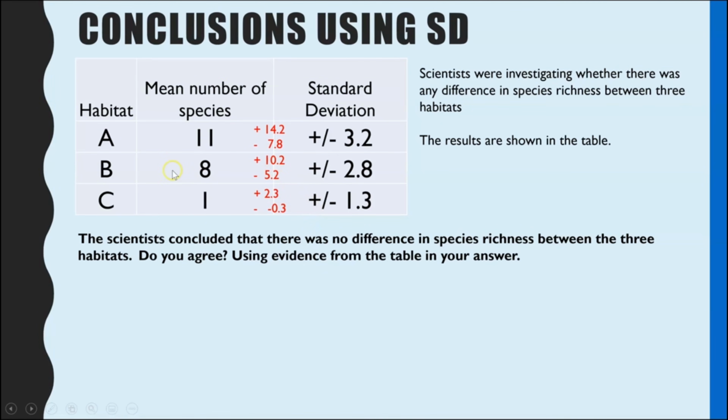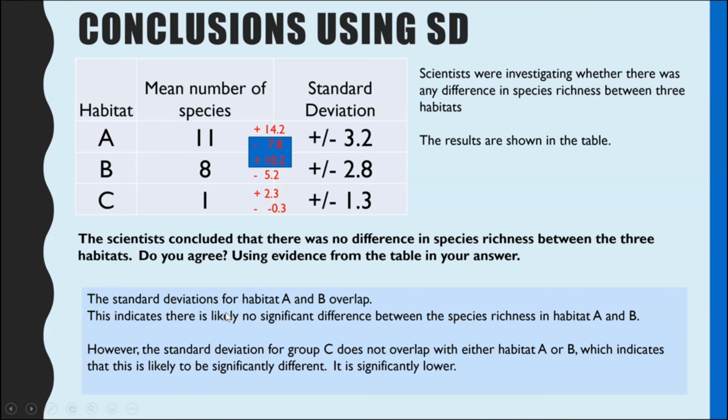So we then need to do this for habitat B and C. So 8 plus 2.8 goes up to 10.2, minus 2.8 we go down to 5.2. And then the same for 1, if we add on 1.3 we have 2.3, but it goes as low as minus 0.3. And from doing that, we can see there would be an overlap in the standard deviation bars on that bar chart if we take into account the higher end of group B and the lower end of group A, because this one would go all the way up to 10.2 and this one goes all the way down to 7.8, so they would cross over and overlap.